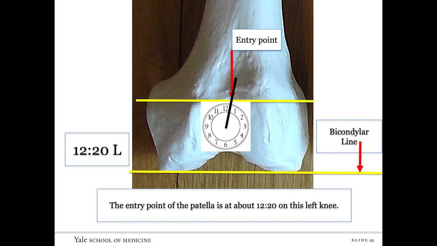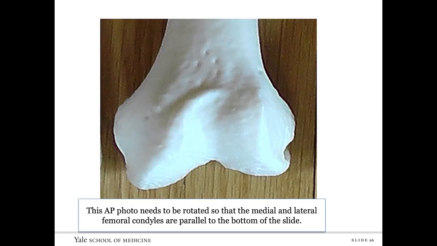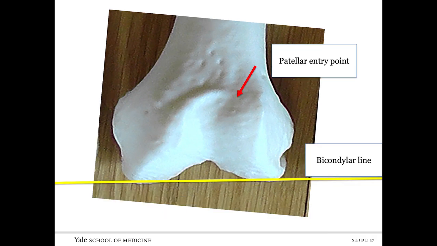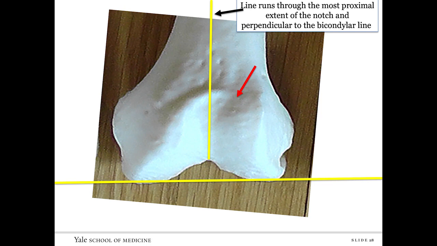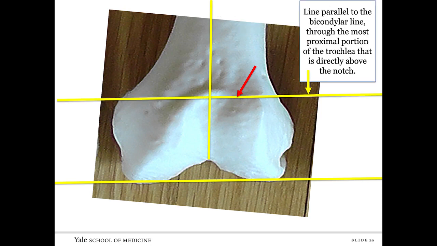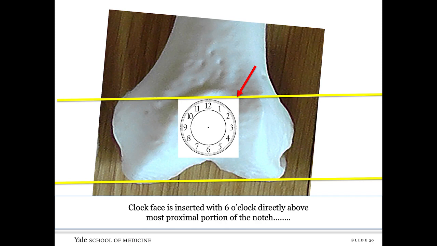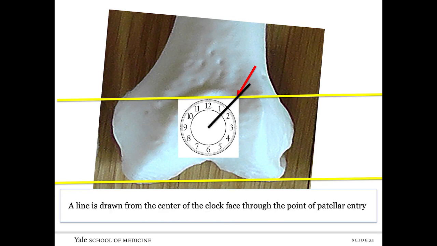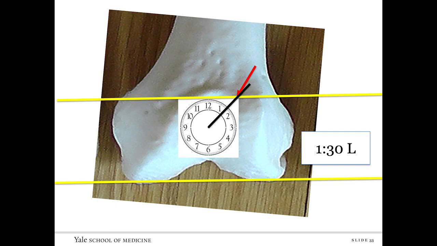This is a 12:20 left femur. Here's another image that has to be centered in order for us to properly represent it. The entry point is marked with a red arrow. A line going up from the notch is drawn, perpendicular to the bicondylar line. Again, the clock face is inserted and another line drawn. This one is a 1:30 left femur.